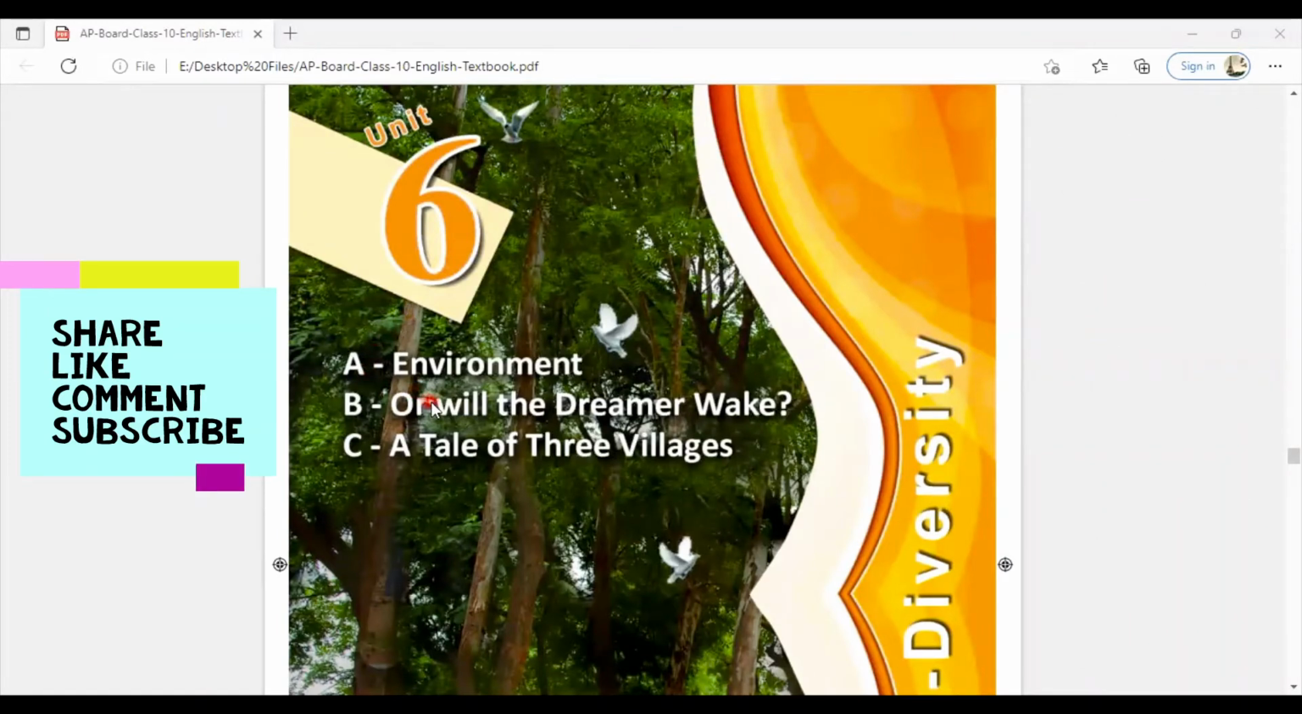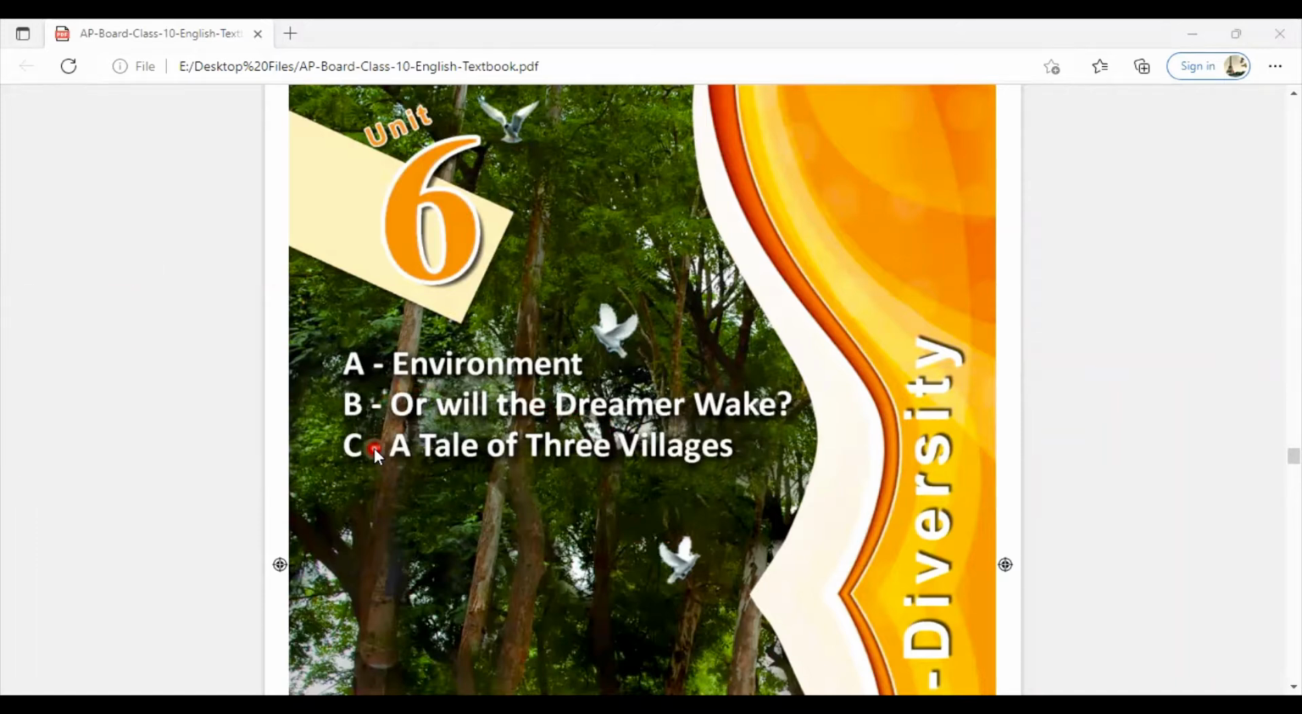So, just to remember, we can keep in our brain that the things which are related to our environment, the plants, animals, birds, everything, come under biodiversity. So here we are reading A, B and C. What is there in A? Environment, the surroundings.